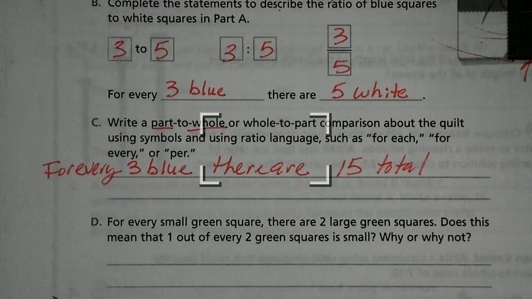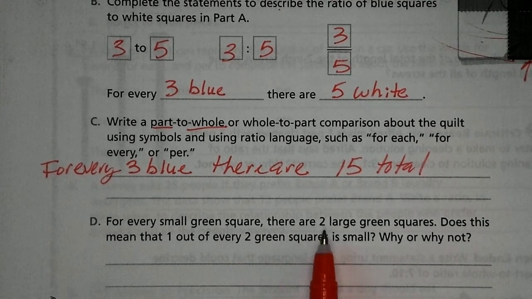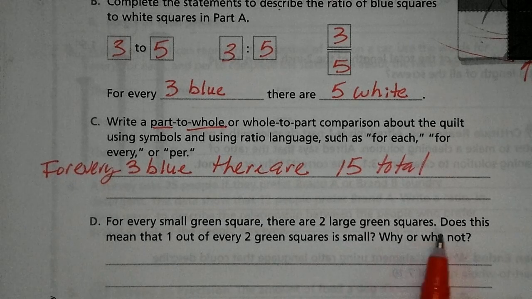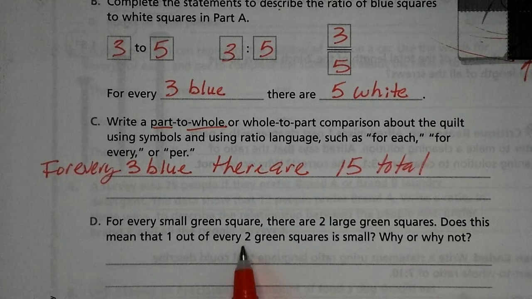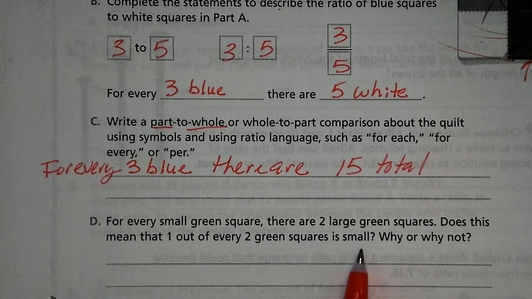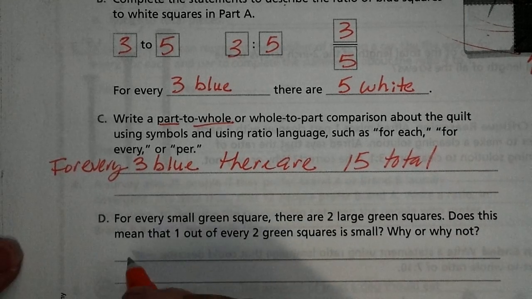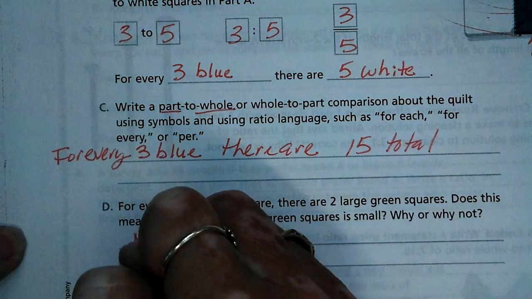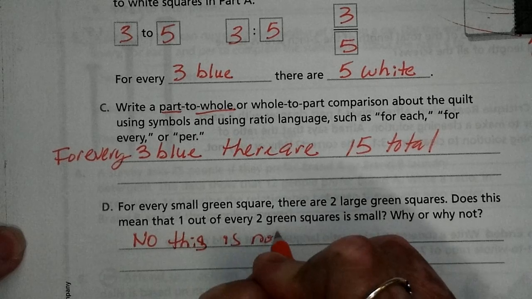All right, so let's read it again. For every small green square, there are 2 large green squares. So does this mean that 1 out of every 2 green squares is small? How many green squares do we have? We have 3, so wouldn't that mean 1 out of every 3 green squares is small? Right, because those 2 green squares could be too large. So no, this is not correct.